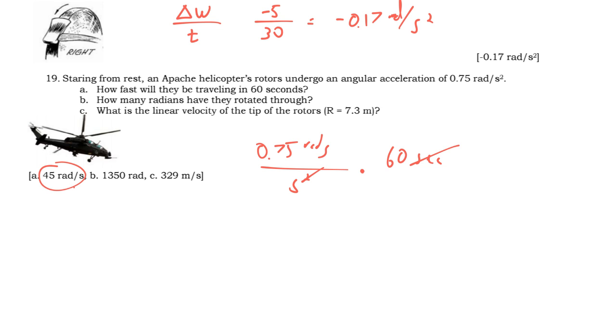How many radians have they rotated through? You need kind of a more sophisticated kinematic for that one. Why don't you just skip that one? And then the linear velocity of the tip of the rotors at the very end, we can just multiply the rads per second times that 7.3, and we should get 329 meters per second once they're up to speed.